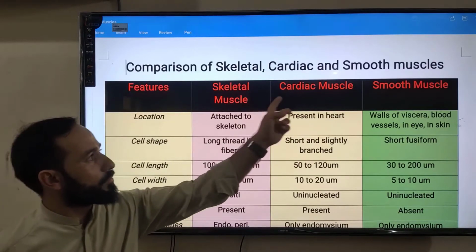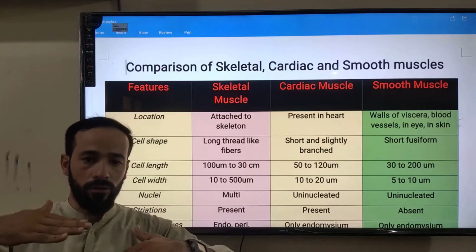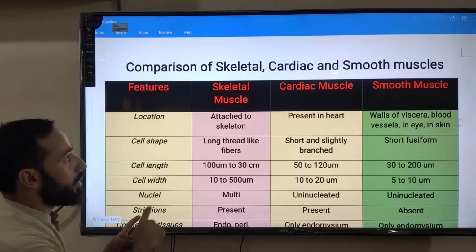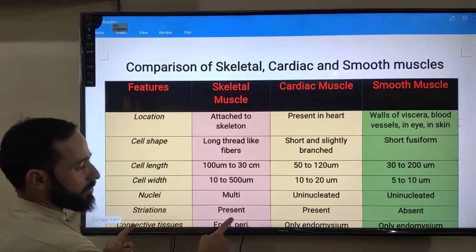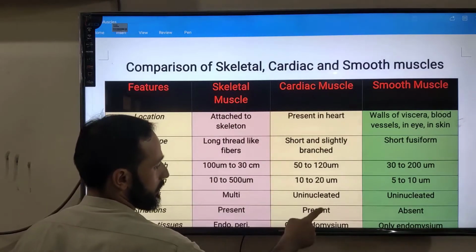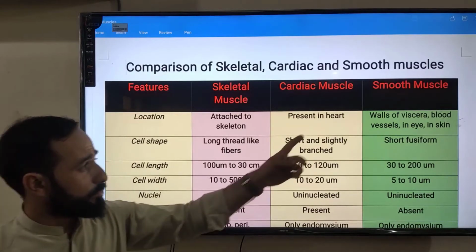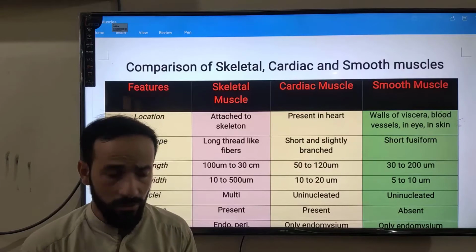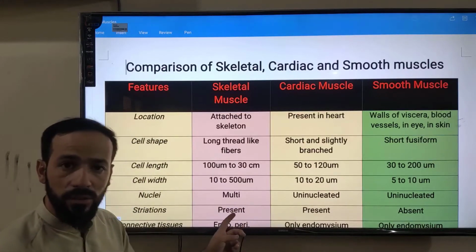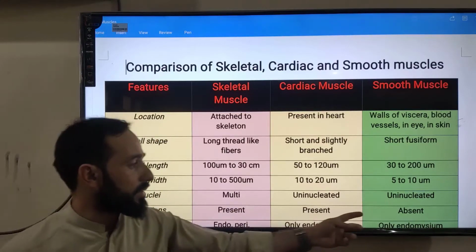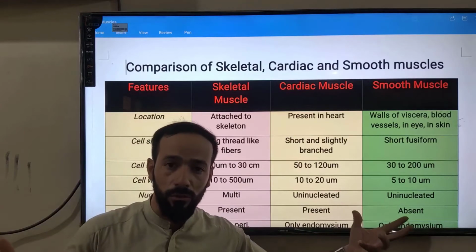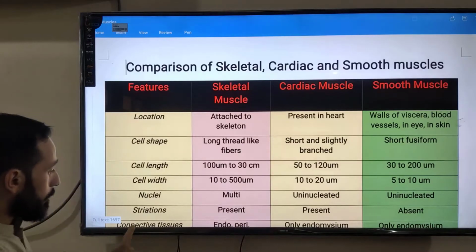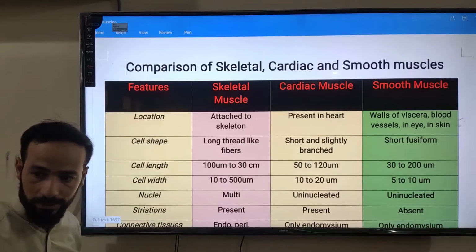All those muscles which contain those light and dark bands are called striated muscles. So we say in skeletal muscles, striations are present. In cardiac muscles, striations are present. But in smooth muscles, there are no sarcomeres present. In cardiac and skeletal muscle, you have sarcomeres present, but in smooth muscle there are none, so there will be no light and dark bands. There are no striations there.